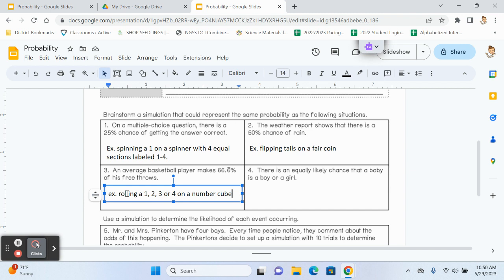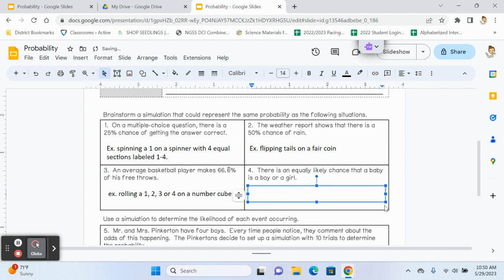Number 4, there is an equally likely chance that a baby is a boy or a girl. Okay, so we know that that's 50%. We've already used a fair coin. So what could be something else that you could do that comes out to being 50%? You've got a 1, it's either going to be a boy or a girl. So in this case, I'm going to use a deck of cards.